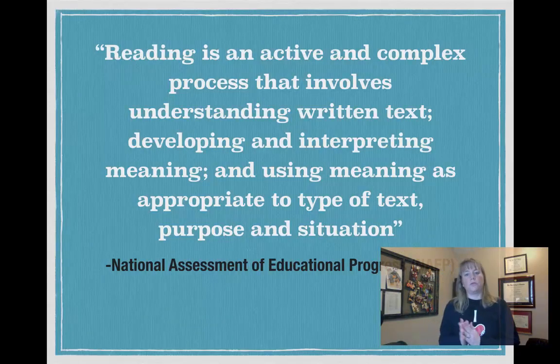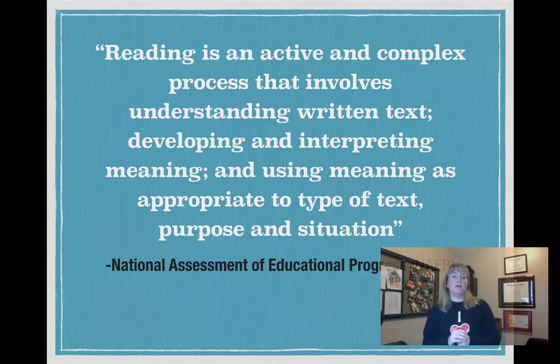So I love this quote from the National Assessment of Educational Progress, because this really gives us a good overall, full encompassing understanding of what reading is, because reading is complicated. And that's why it is hard for some of our students to really learn to be effective, successful readers. This says reading is an active and complex process that involves understanding written text, developing and interpreting meaning, and using meaning as it's appropriate to text, purpose, and situation.